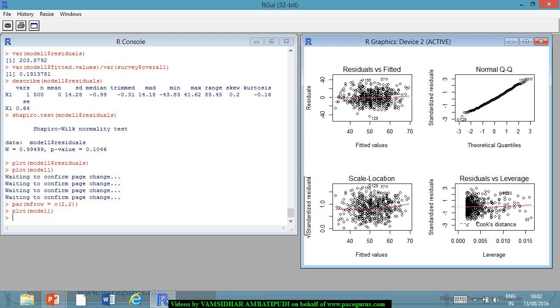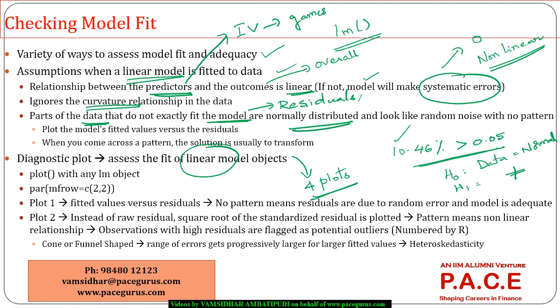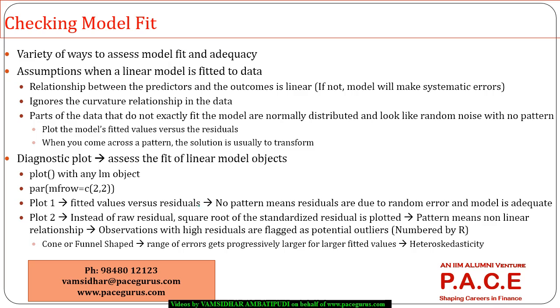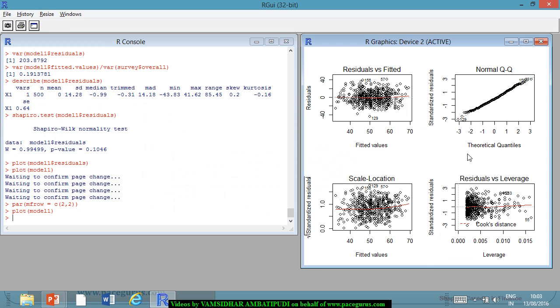So residuals, it means that the residuals are more or less due to a random error. If there is some kind of a pattern, then it means the residuals are not so random in nature. So there has to be some kind of variable that needs to be introduced which will capture the residuals. So the first point, when I'm looking at my first graph, the fitted values versus the residuals. If there is no pattern, it means that the residuals are primarily due to random error and the model is very adequate. Otherwise, it says that the model is not adequate. I have to look out for some other kind of a model.